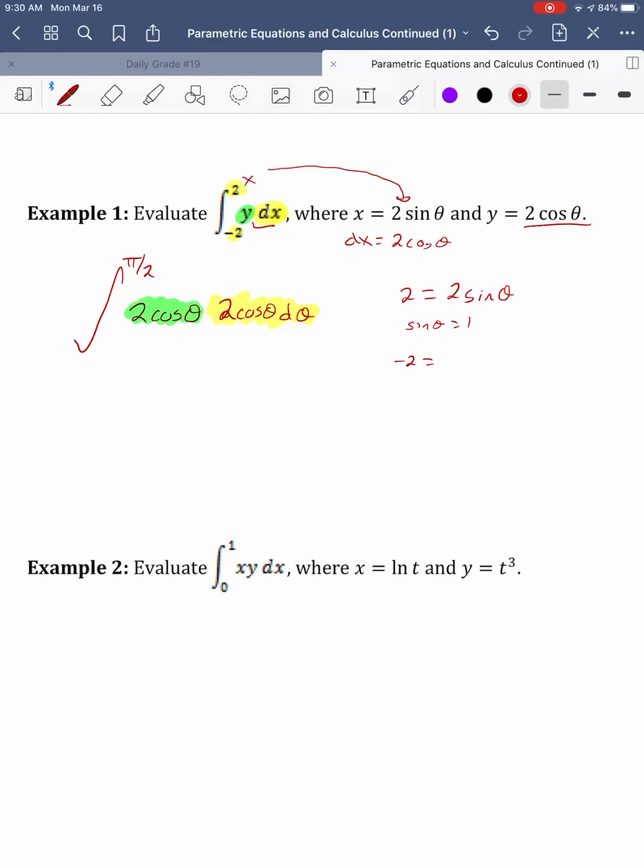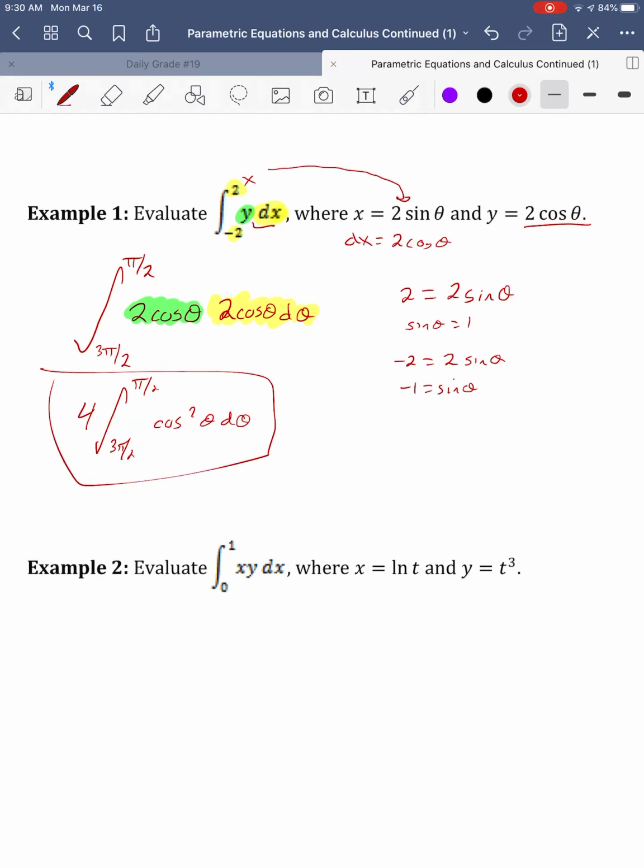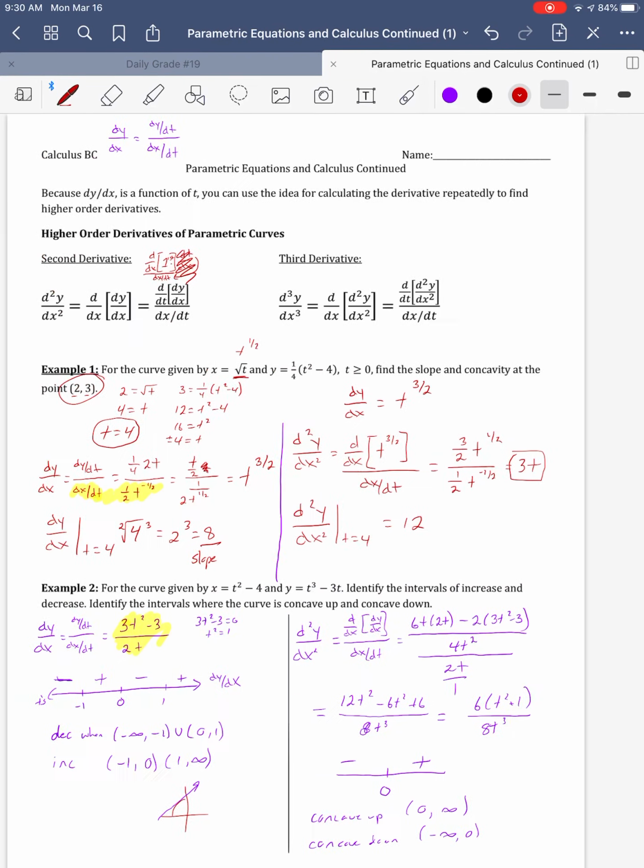And then -2 equals 2 sine theta. So -1 is sine theta. So where is sine -1? Which is going to be 3 pi over 2. Okay, go negative pi over 2. So now we have 4 integral from negative pi over 2 to pi over 2 of cosine squared theta d theta. Now it's all in terms of theta, and now it's an easy integral from the past. But don't worry about the back, not a big deal.